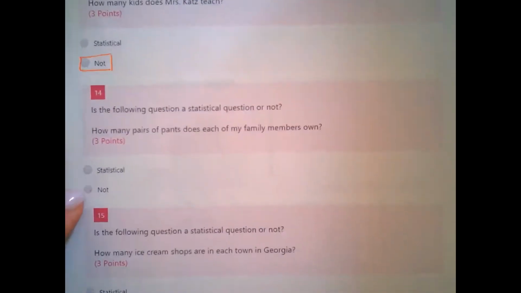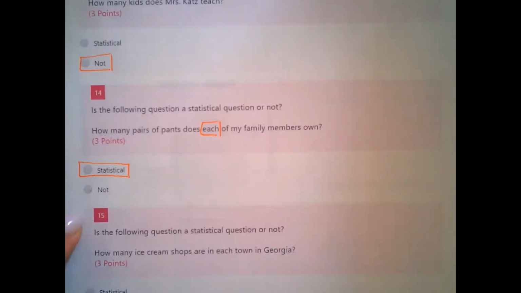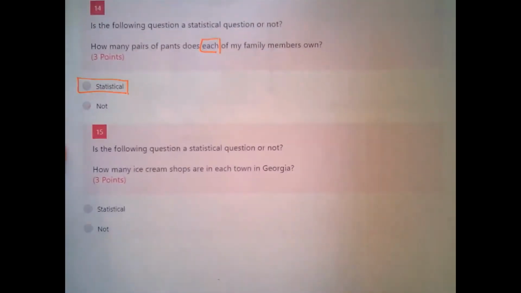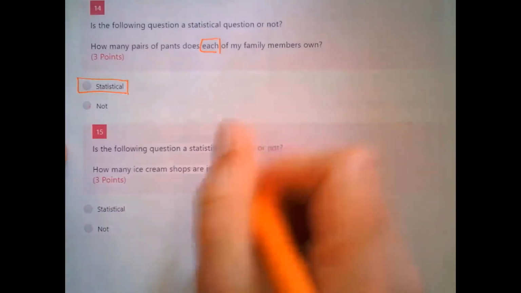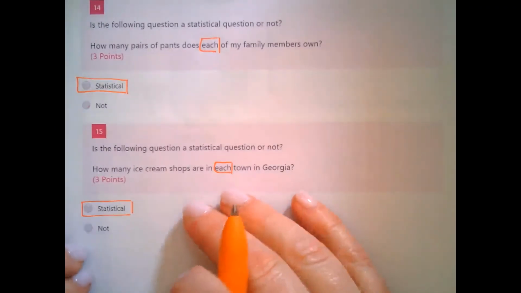In question 14, is the following question statistical or not? How many pairs of pants does each of my family members own? That is a statistical question because I'm going to ask each person and we will get a variety of answers. And number 15, is the following question statistical or not? How many ice cream shops are in each town in Georgia? That word "each" keeps coming back up. That makes it statistical because when we ask all the different towns that are in Georgia, we're going to get a different number, and we could get different responses for how many ice cream shops there are in that town. Okay?